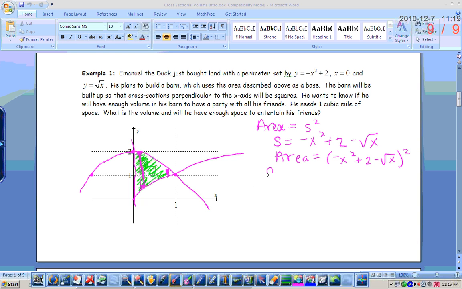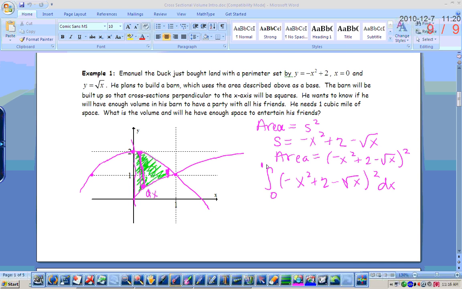And if I were to integrate, the width of each square is dx. So if I were to take an infinite number of squares and add them all up, that would give me the total volume. So it's going to be the integral of negative x squared plus 2 minus root x, the quantity squared, dx. And what do you think I'm going to integrate from? 0 to 1.